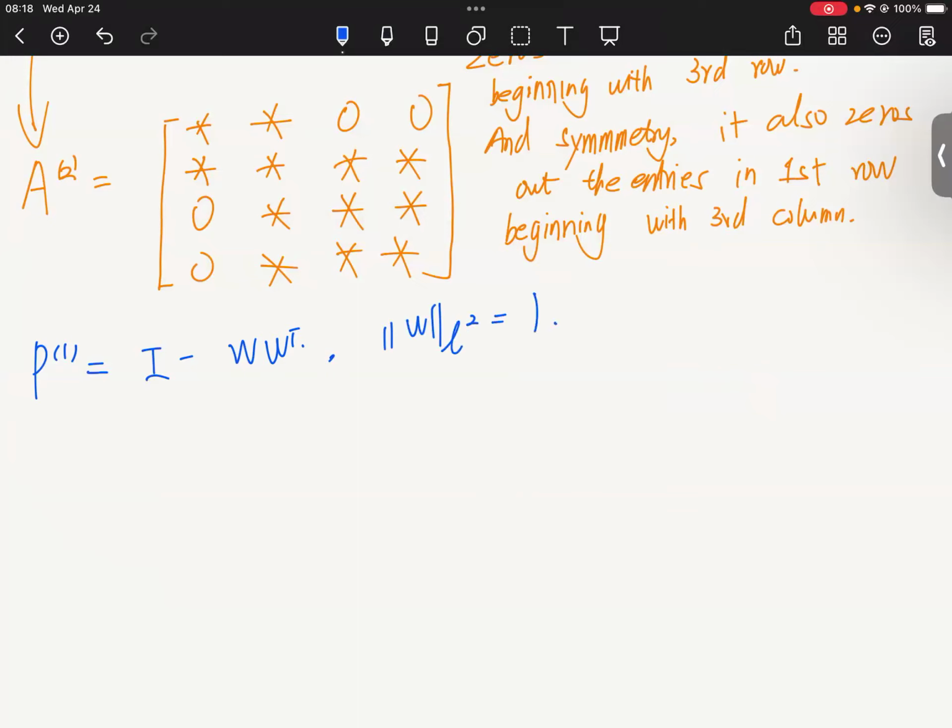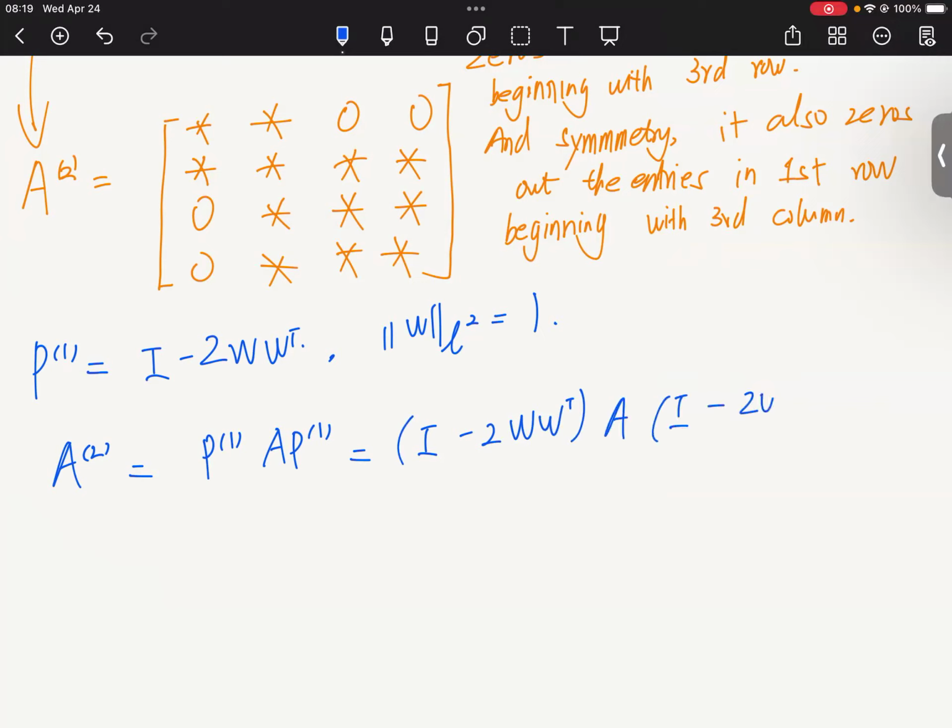And if we want to do such a transformation, what do we have at the end? We have A2, and it equals P1 A P1. If we expand it out, we get I minus 2 W W transpose, then A, then I minus 2 W W transpose. And let's calculate this. What does A2 look like?